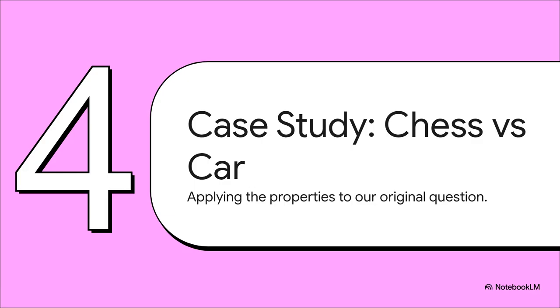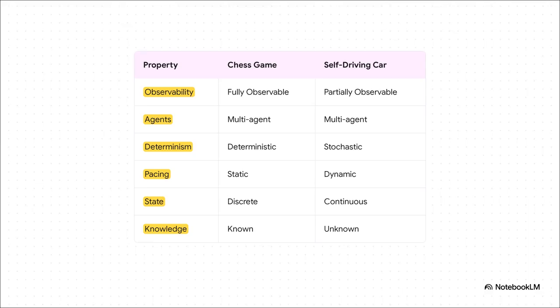Okay, so let's bring it all home. We've got the tools now. We can finally, definitively answer that question from the beginning. Why is chess a piece of cake for an AI, while driving is so ridiculously hard? When we apply this framework, the answer just snaps into focus. Just look at this breakdown. Chess is fully observable, deterministic, static, and discrete. It's a closed, predictable, turn-based world.